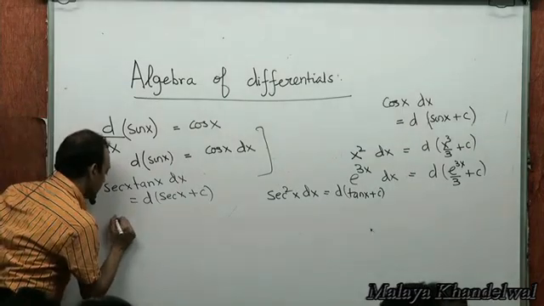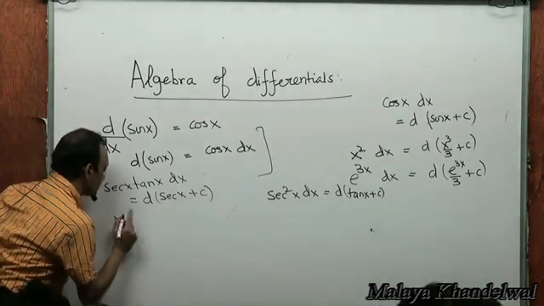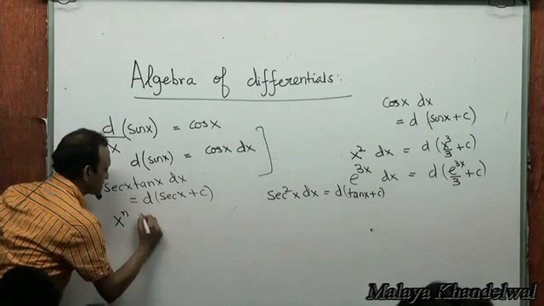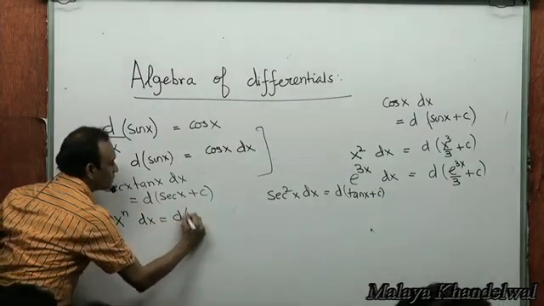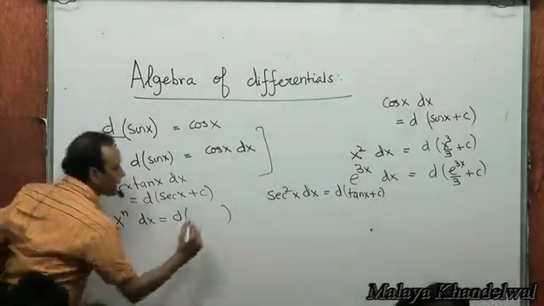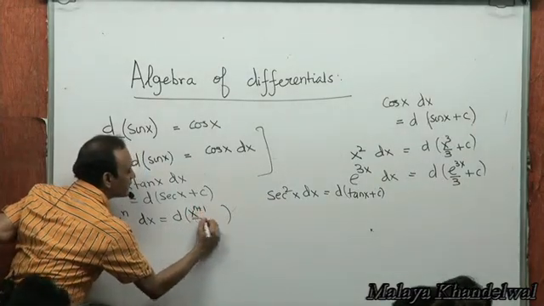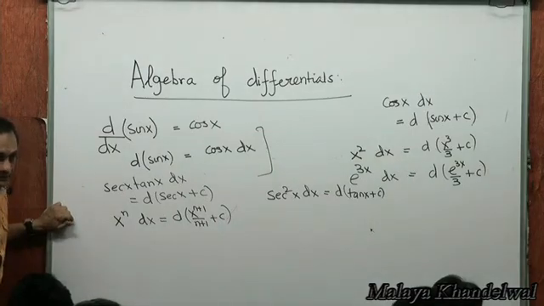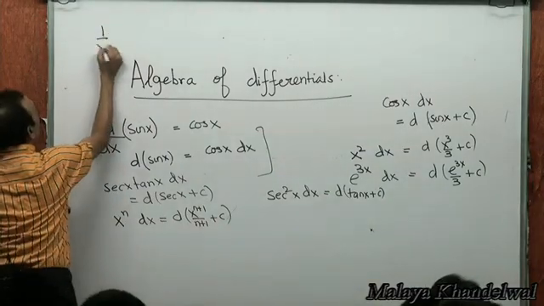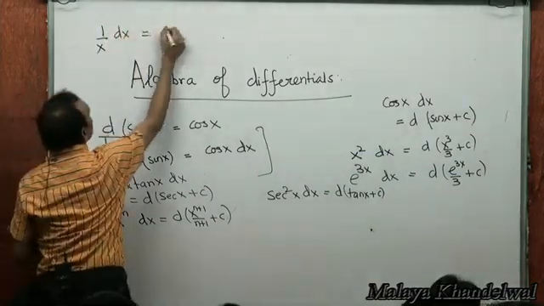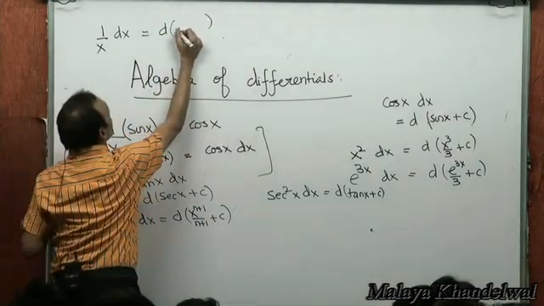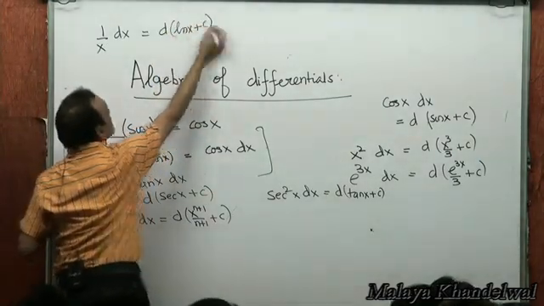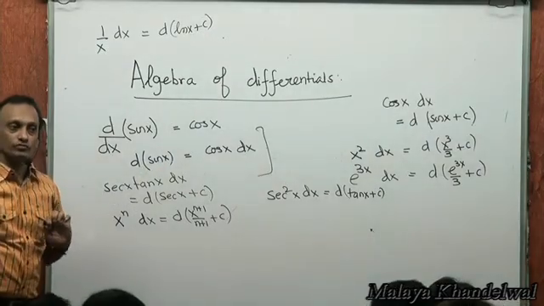Suppose I had x^n dx. This would be d of x^(n+1)/(n+1) + c, provided n is not equal to -1, right? Suppose I had 1/x dx. I want to write it as d of something. What would this be? d of log x + c, and so on and so forth, right?